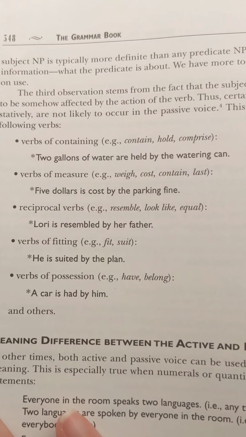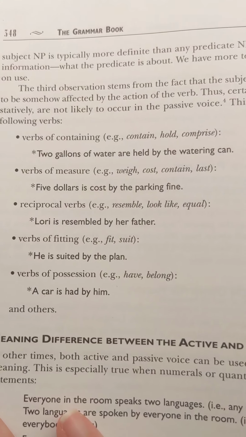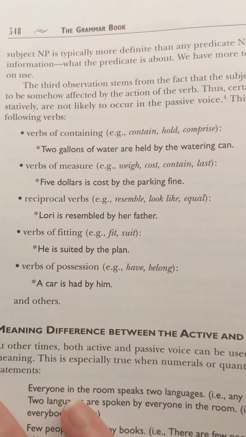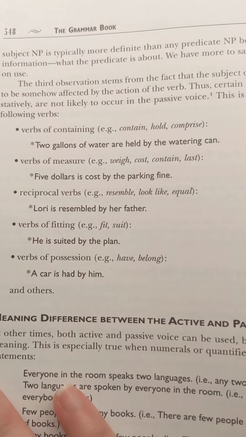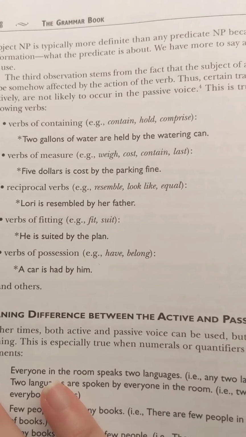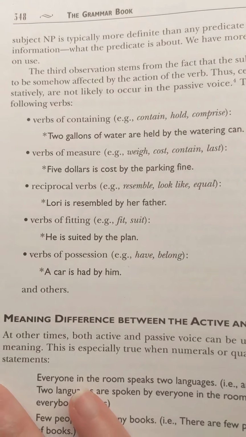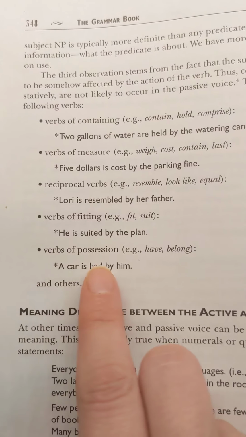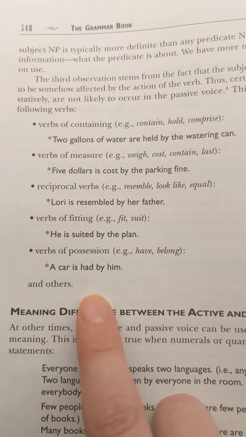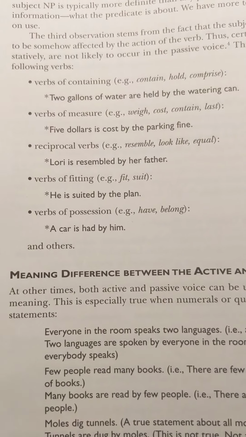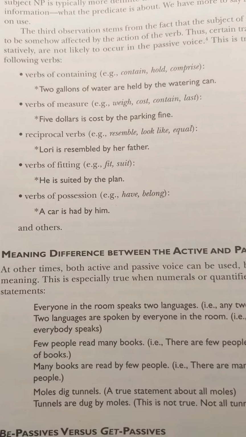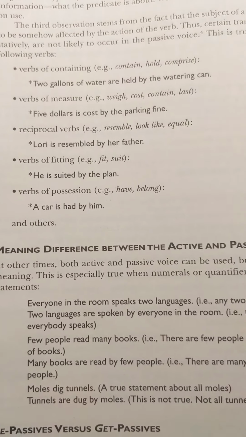Verbs of fitting. He is suited by the plan. That just sounds terrible. The plan suited him, I guess. A car is had by him. That's terrible, right? You would say he had the car. So verbs of possession shouldn't be passive.